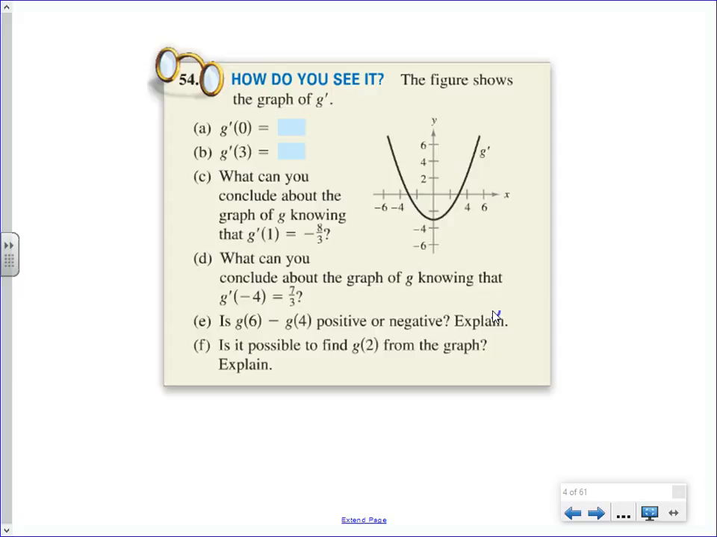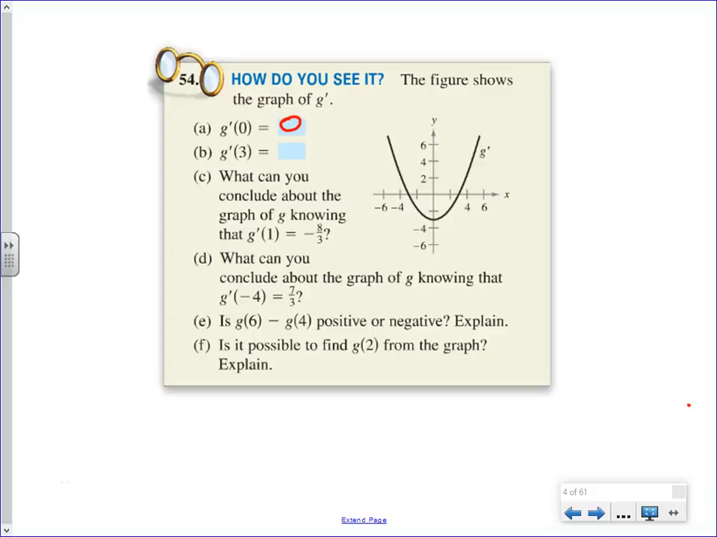Let's try that. Okay, the second one. Hey, it worked. Letter B, g prime of 3. Don't tell me a number, tell me what it looks like as far as sign. At 3, what does the slope of the tangent line look to be? Greater than 0. Positive.